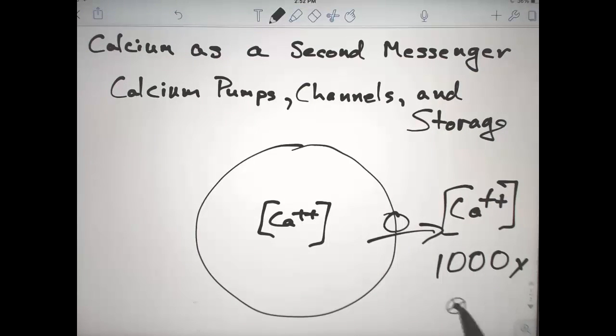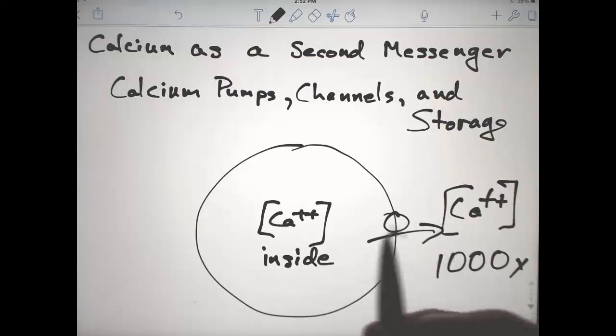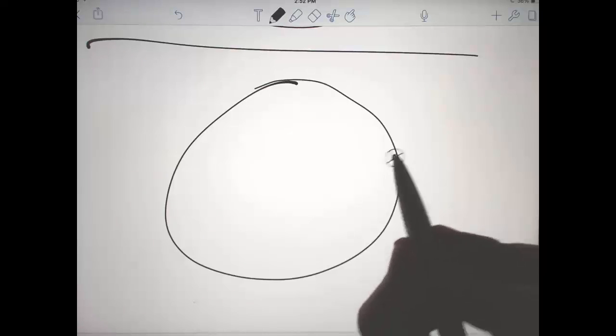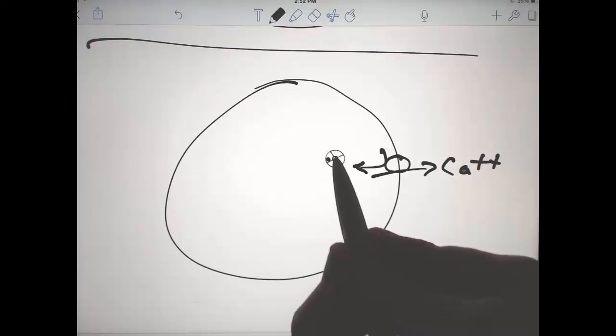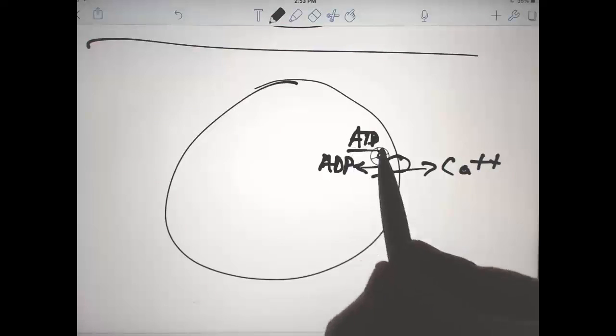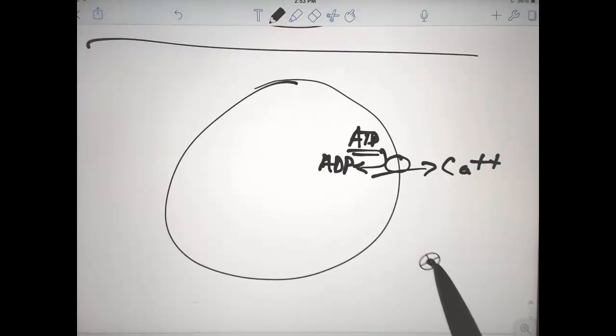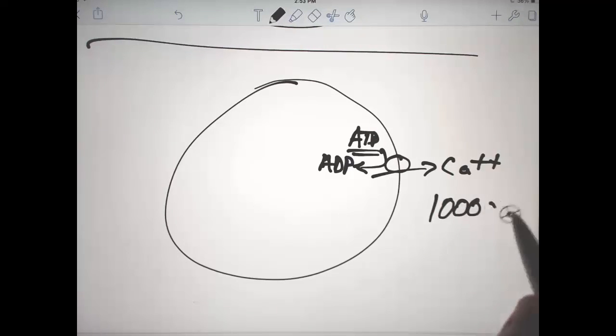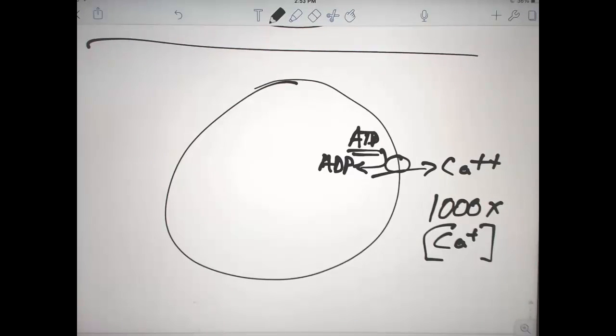Calcium is approximately 1,000 times higher in concentration outside as compared to inside. How does that happen, and why does it matter? Calcium pumps move calcium outside and use a phosphate on an ATP to do that. The result in a typical cell is 1,000 times calcium concentrations outside.